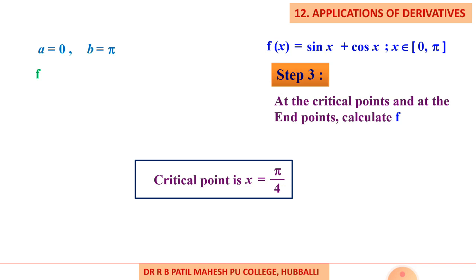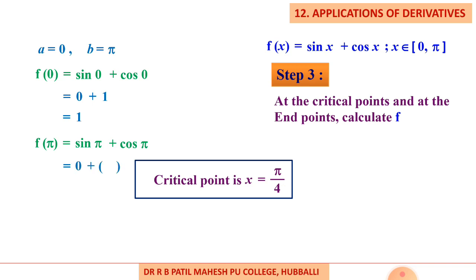Now a equal to 0, b equal to pi, this is the given interval, and the critical point is pi by 4. So these 3 points you have to substitute in the given function. First f of 0: sin 0 plus cos 0, you will get 0 plus 1, that is 1. Then f of pi, that is 180 degrees, you get sin pi plus cos pi. Sin pi is 0 and cos pi is minus 1, so the answer is minus 1. Then the third one is the critical point, f of pi by 4. Sin pi by 4 is 1 by root 2, cos pi by 4 is 1 by root 2, so we get 2 by root 2, that is root 2.